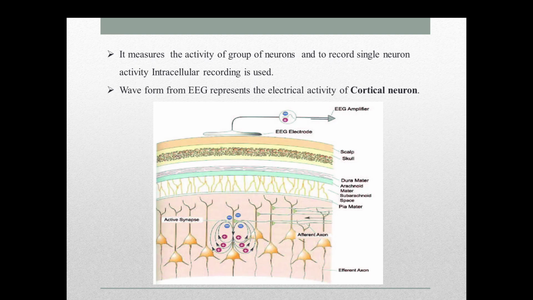Next, the waveform. The waveform of the EEG represents the electrical activity of the cortical neurons, that is, the neurons present in the cortical regions. That activity is represented in the EEG.